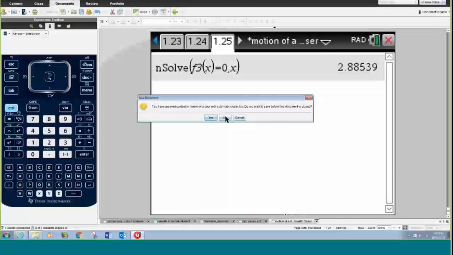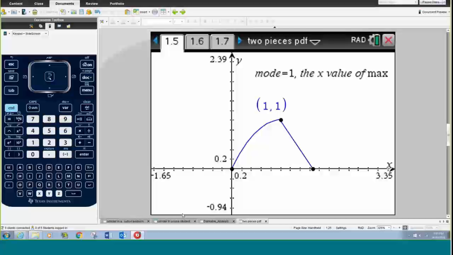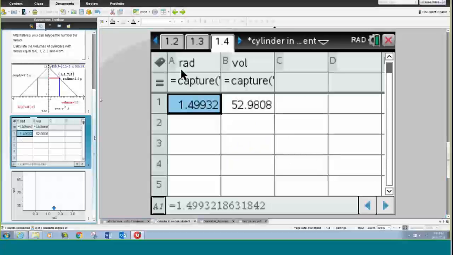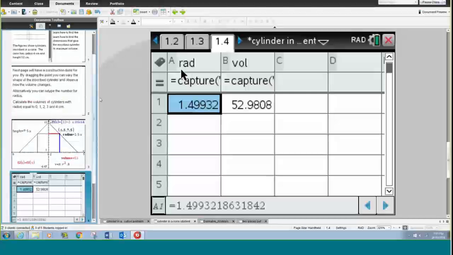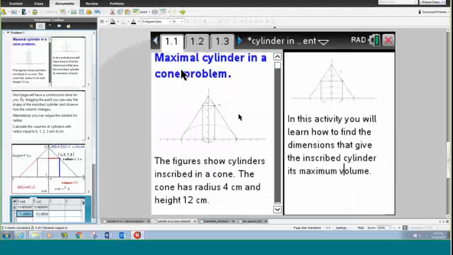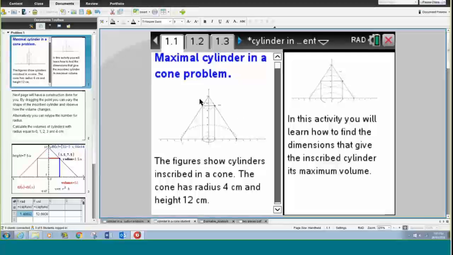The second activity I would like to look at, I just moved it to the start, is the optimization problem. I will look at how we can actually solve it. We want to inscribe a cylinder in a cone. The cone has a radius of 4 centimeters and a height of 12 centimeters, and we will try to get the maximum volume of the cylinder.